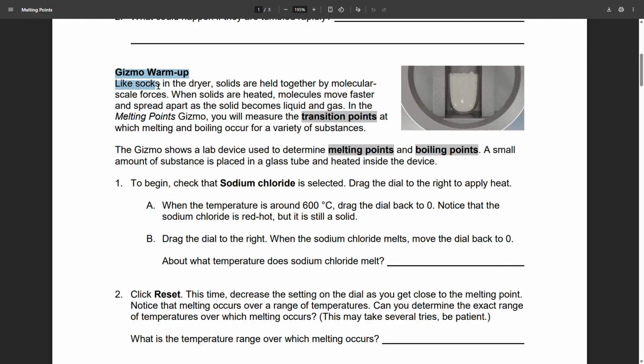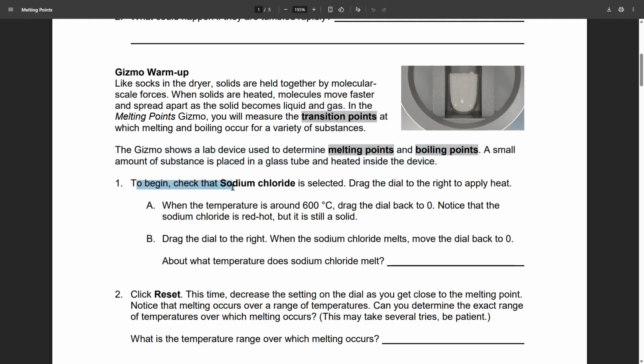Gizmo warm-up. Like socks in a dryer, solids are held together by molecular scale forces. When solids are heated, molecules move faster and are spread apart as the solids become liquid and gas. In the melting points gizmo, you will measure the transition points at which melting and boiling occur for a variety of substances. The gizmo shows a lab device to determine the melting points and boiling points. A small amount of substance is placed in a glass tube and is heated inside a device.